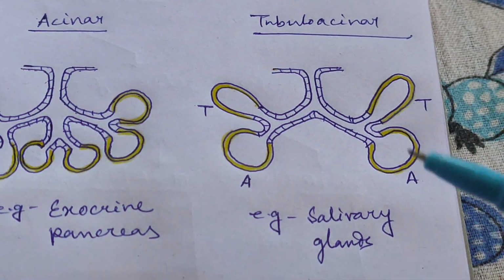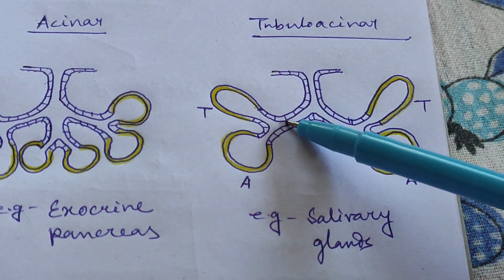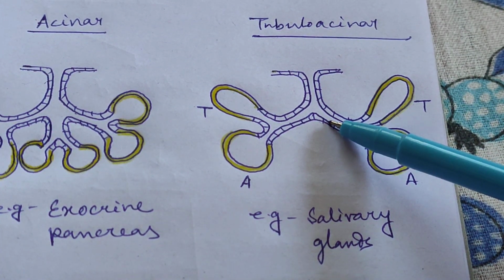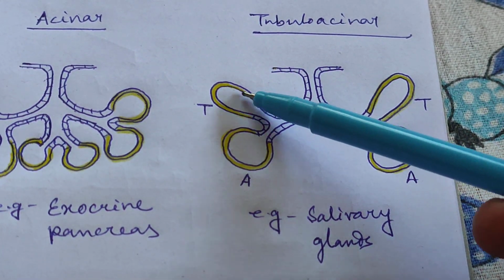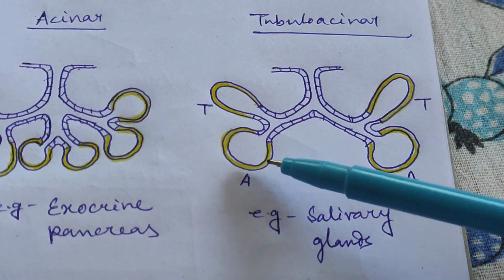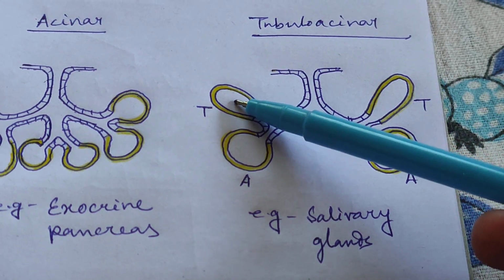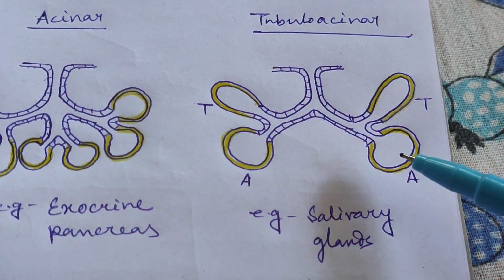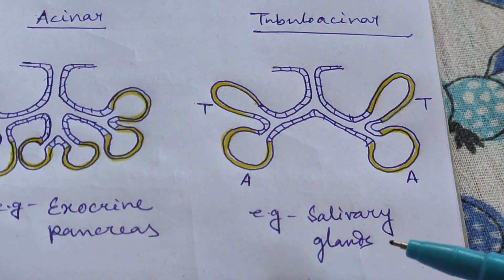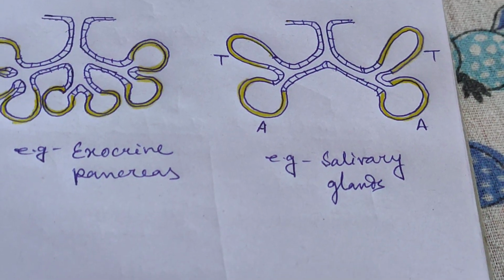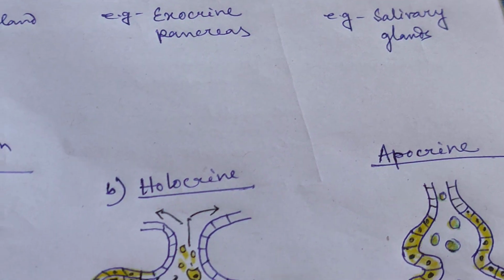And last but not the least, the tubuloacinar gland. Here you can also see that the duct is branched, here one branch and here one branch, two branches you can see here, that is why it is a compound gland. But the secretory portion is not of just one type, either tubular or acinar. Here both types of secretory part are present, both tubular and acinar. That is why it is known as tubuloacinar compound gland, and the example is salivary glands. So just remember the examples because those are very important for your examination purpose.